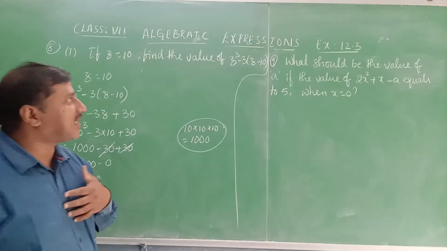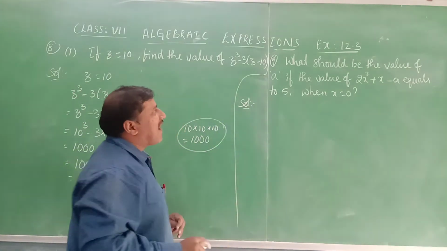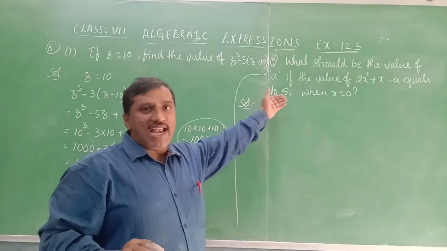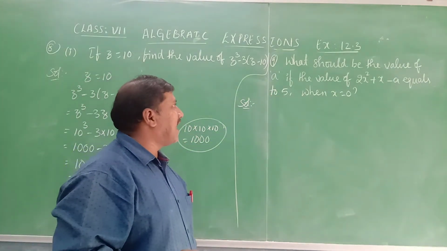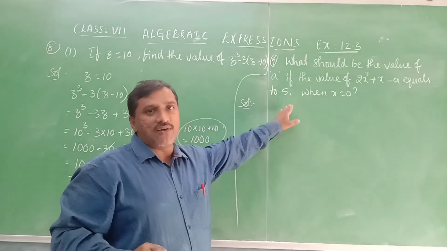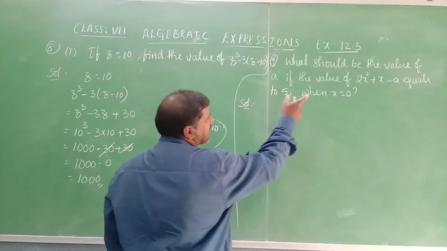Now see here, the ninth one we have. What should be the value of A if the value of 2x square plus x minus A is equal to 5 when x is equal to 0? So here an expression is given.